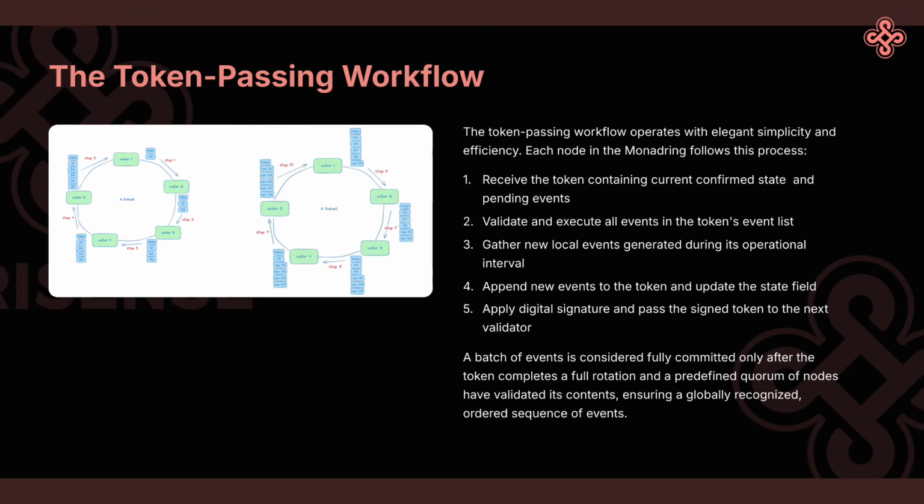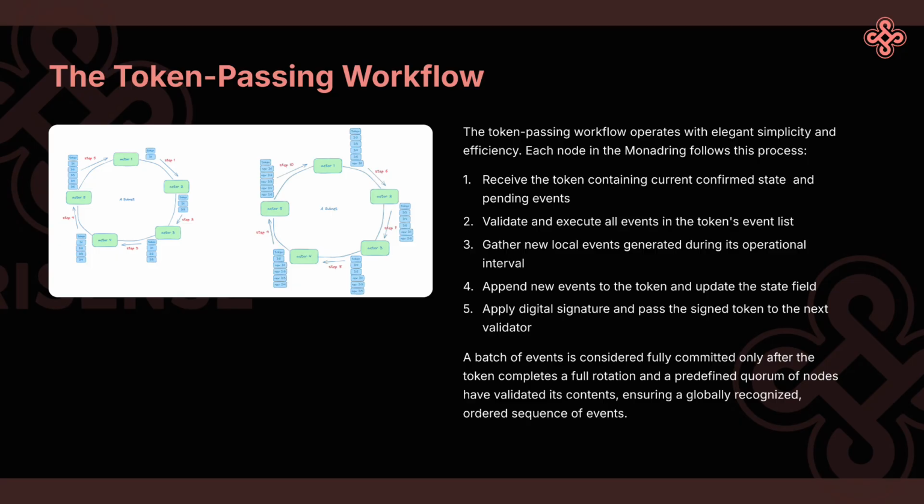A token passing workflow, as detailed in the Verisense white paper, operates with a remarkable level of simplicity and efficiency. Let's examine the process for each node within the ring. Initially, a node receives a token that contains the current confirmed state of the subnet, along with a list of pending events proposed by earlier nodes in the ongoing cycle. The node's first task is to validate and execute all the events in the token's event list by applying these state transitions to its local state replica, thus reaching an updated state.